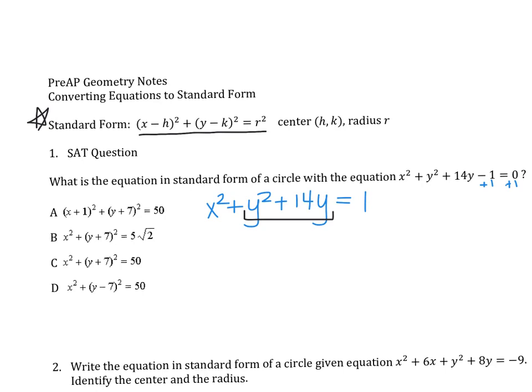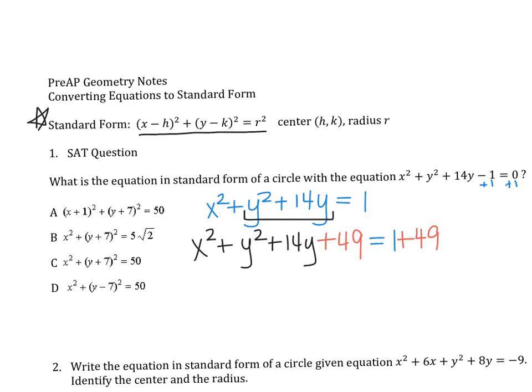And so if I did that, I would still have x squared plus y squared plus 14y. In order to complete the square, I'm going to take half of 14, which is 7, and square it, which is 49, and add that. And then whatever you do to the left-hand side of an equation, you have to do to the right-hand side of the equation. Okay, so now I'm ready to write this equation in standard form.